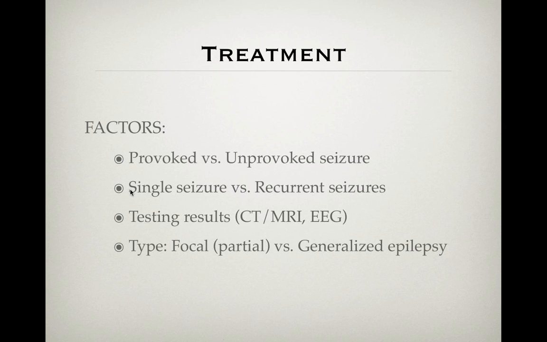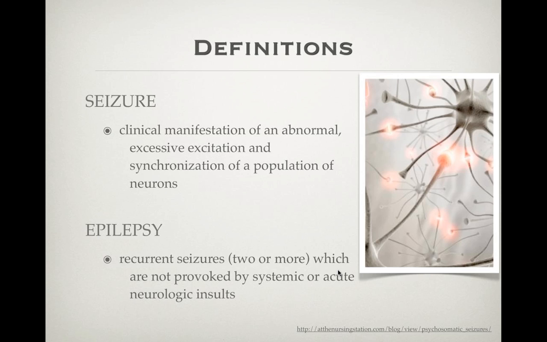Other factors: is this a single isolated seizure, or are these events happening over and over? And clearly the testing, if the MRI and the CAT scan are abnormal, or if the EEG is abnormal, that's going to help your doctor understand what type of treatments may be needed. The type of epilepsy, and we'll get to this quickly, there are 2 main groups of seizures. There's a group that starts in a particular focus, or focal epilepsy, and also generalized, where the entire brain is irritated all at the same time and it causes a seizure.